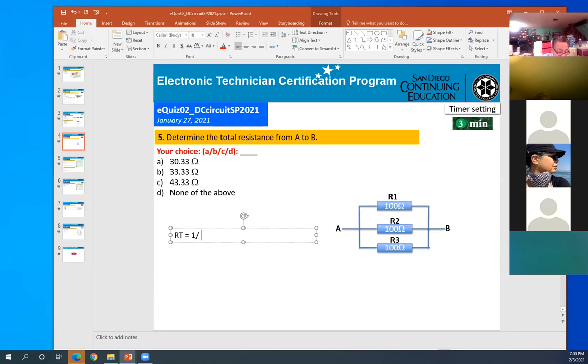Total equals 1 divided by R1, plus 1 divided by R2, plus 1 divided by R3. That's one way. Okay, let me try to make it bigger.